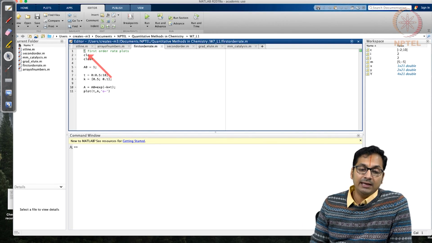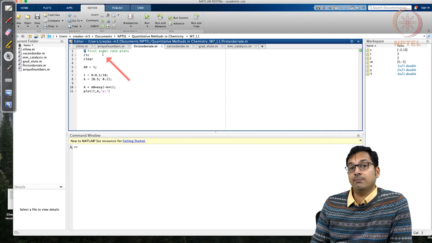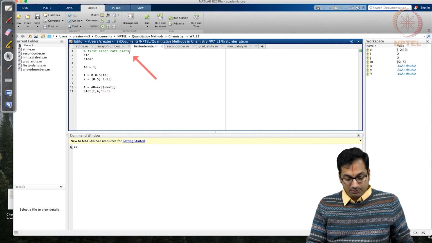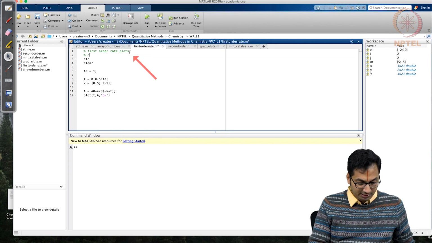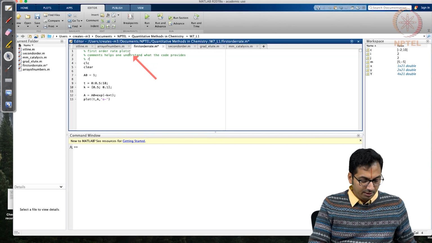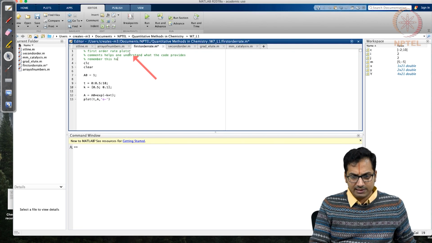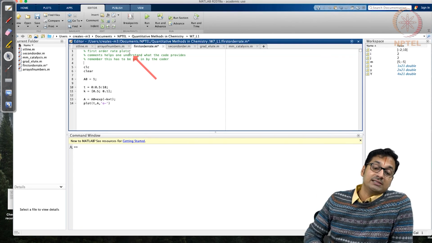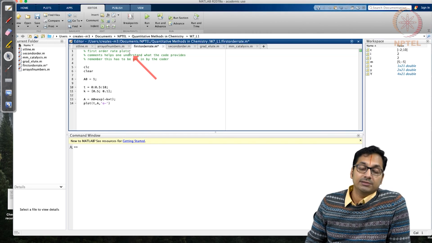As always, anything that starts with a percentage in MATLAB indicates a comment. So, you can always add more comments to it. Comments help one understand what the code provides. Remember, this has to be put in by the coder. Basically, if the coder does not give comments, you are not going to understand what it is written for.